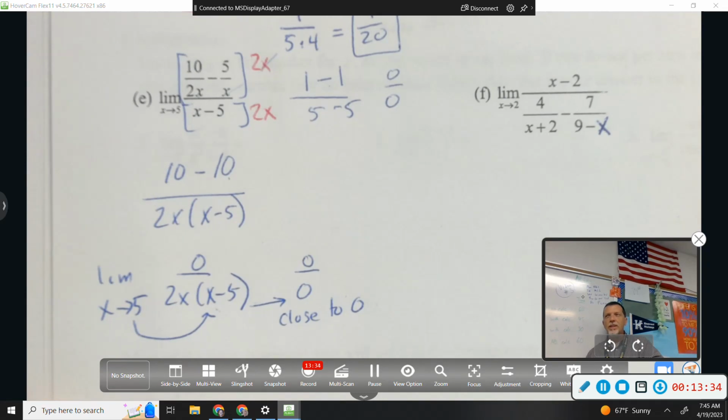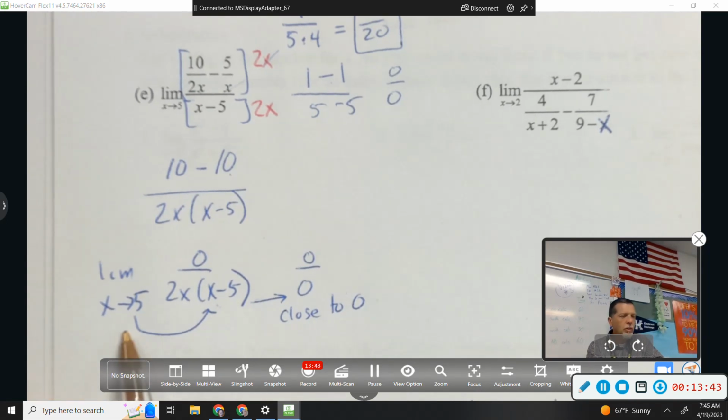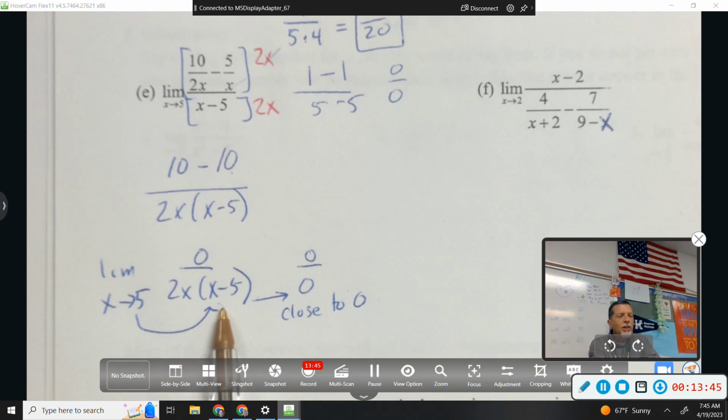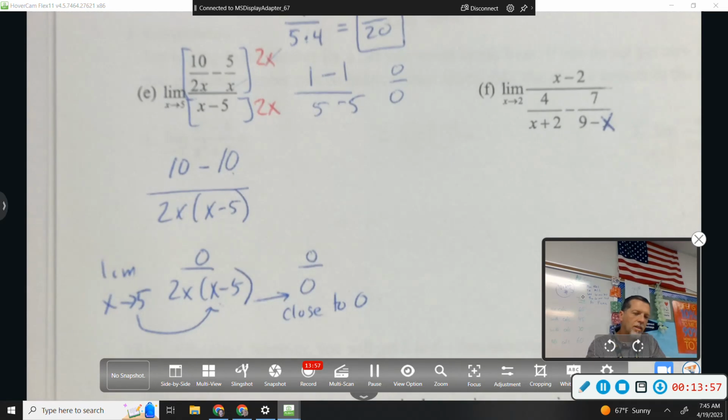So the top is like a hard 0. It's definitely 0. 10 minus 10 is 0. Not close to 0. 0. The bottom is a little bit trickier because when we plug in 5, we're getting close to 0. So if you're getting close to 0 in the bottom, that should be an asymptote. But a hard 0 on the top would make it 0. This is a weird one.